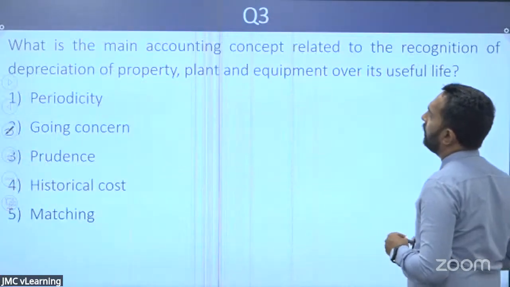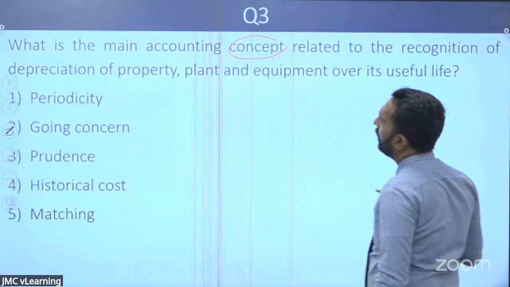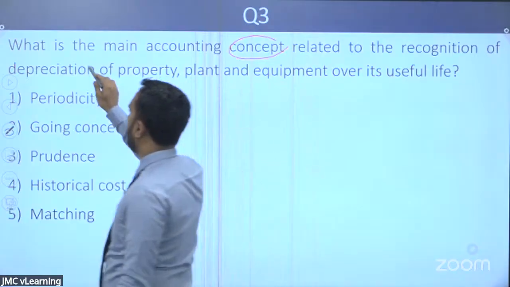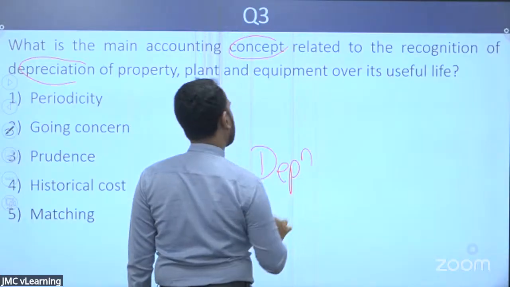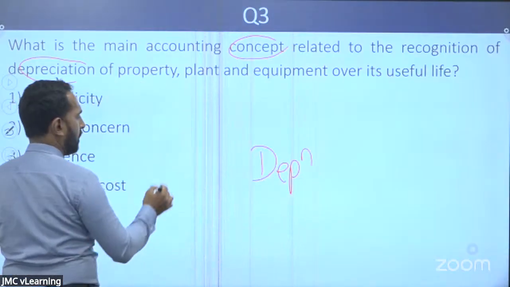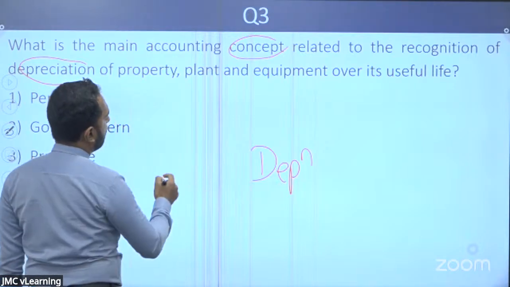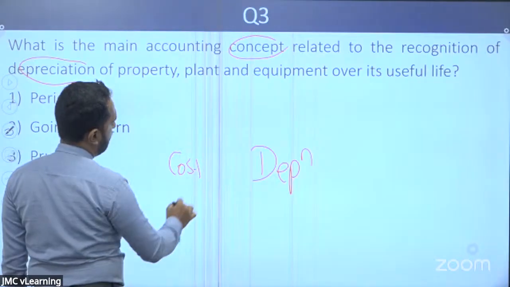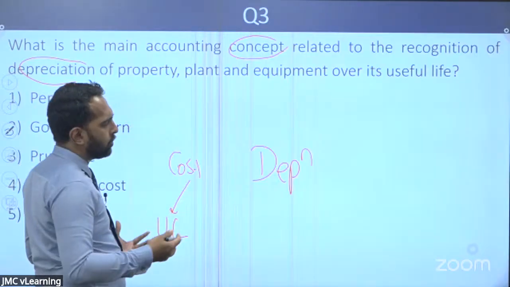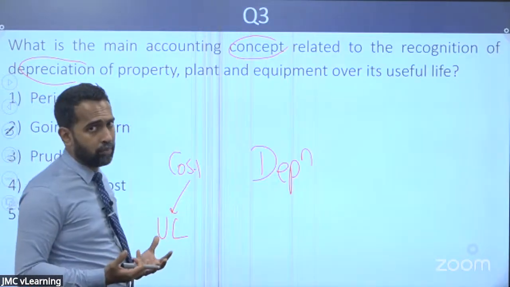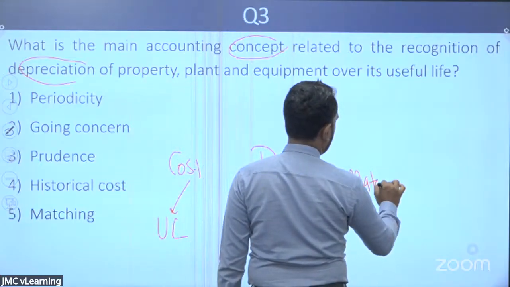Look at the third one. What is the main accounting concept related to recognition of depreciation? Now, when it comes to depreciation, you all know what depreciation is. If you take property, plant, and equipment, the depreciable value, that is the net cost, you are going to allocate among the useful life. So there are a number of accounting concepts that are relevant to depreciation, but the main accounting concept would be the matching concept.